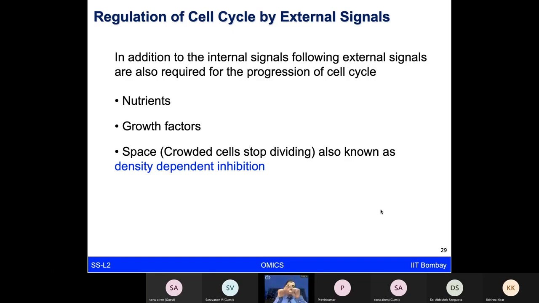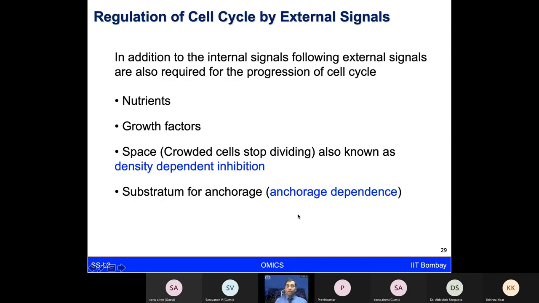Think about a box, and within that box cells are growing and it's already filled. But then some cells start growing really rapidly, and they are not willing to follow the rule that they have to stop division because the space is limited. So they are not affected by density inhibition, but in general the normal cell will stop dividing if there is a space limitation. So they are also governed by the density of the space.